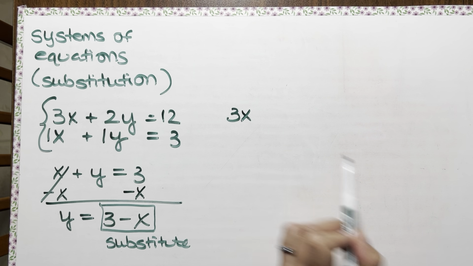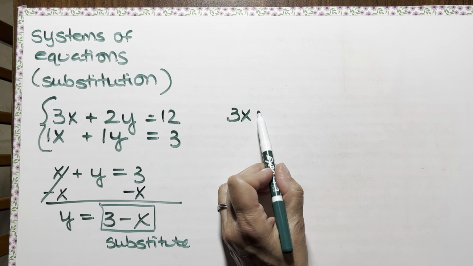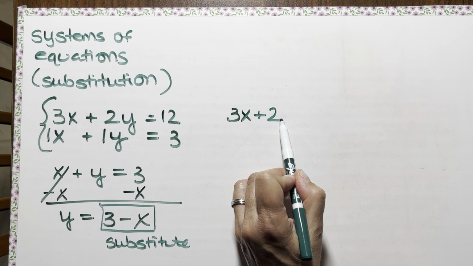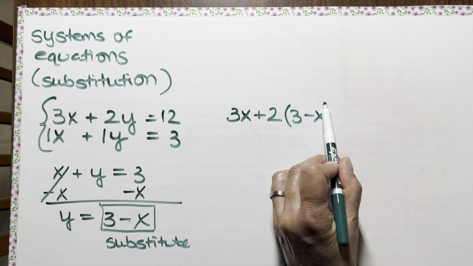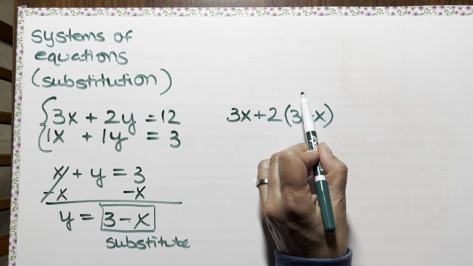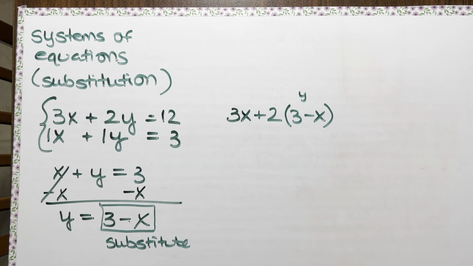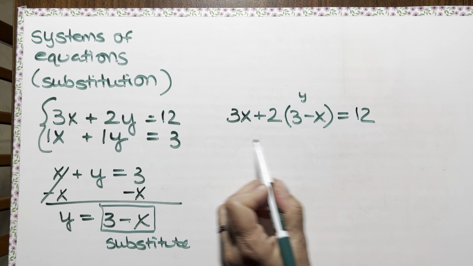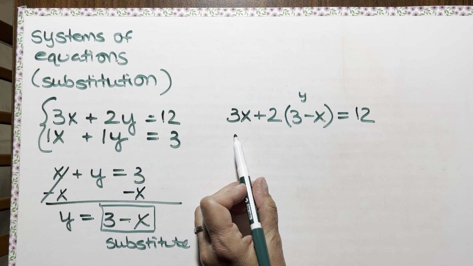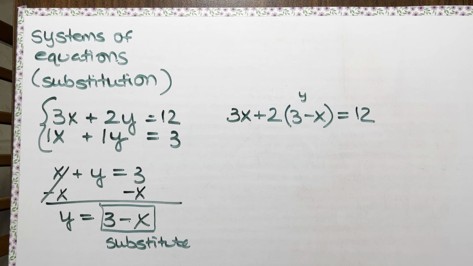So the 3x, that stays the same. I get to the plus 2, and when I get to the y, here comes that 3 minus x. This is where I am substituting in, instead of y, I'm plugging in the 3 minus x. Everything else in this first equation is going to stay the same. The 3x and the 12 don't change.